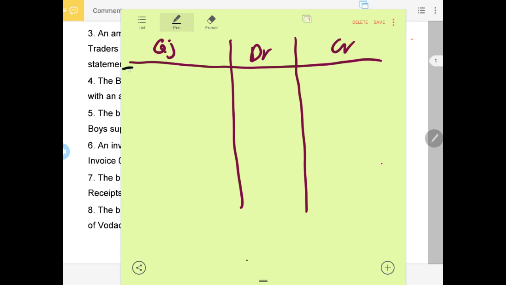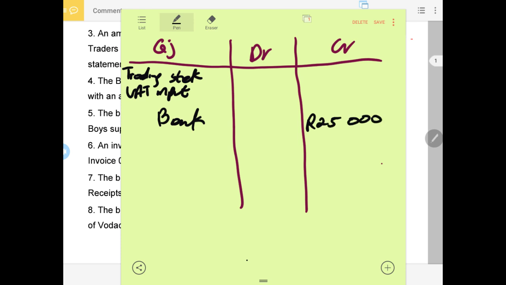We bought trading stock. We have different types of trading stock: window frames, and we also have cement as our trading stock. We are a VAT vendor, remember. VAT input must be separated. Then we have our bank in this case. Why? We bought it for cash, 25,000 rands. It's not creditors control now because we bought it for cash.